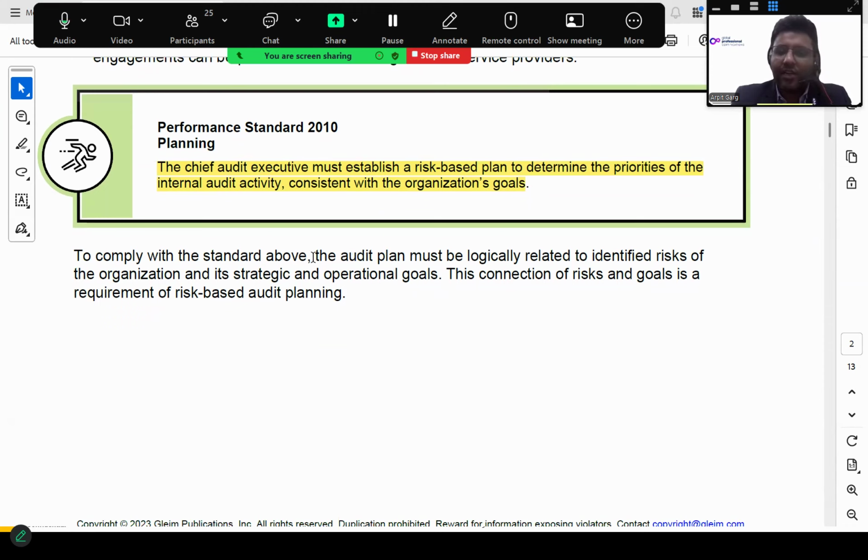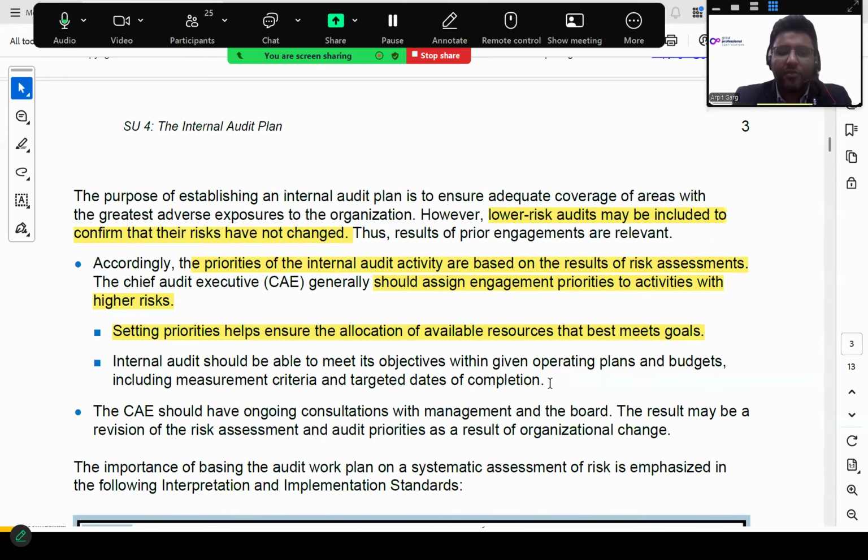Right. To comply with the standard above, the audit plan must be logically related to identified risk of the organization, its strategic plan, and operational goals. The connection of the risk and goals is a requirement of the risk-based audit planning. People, it says the purpose of establishing an audit plan is to ensure adequate coverage of areas with the greatest adverse exposure to the organization.